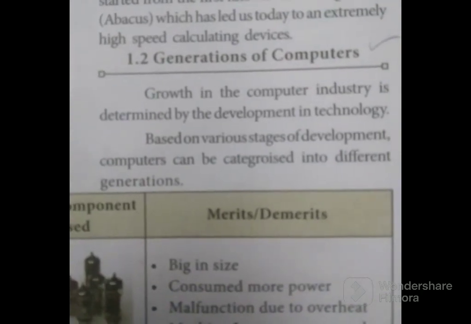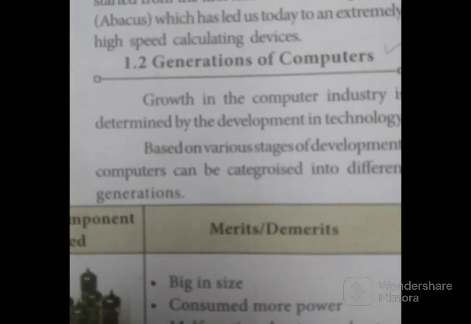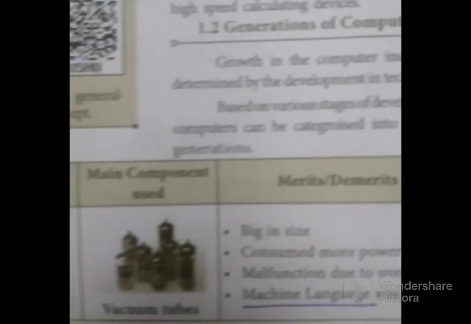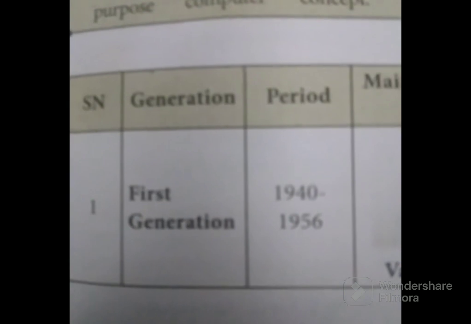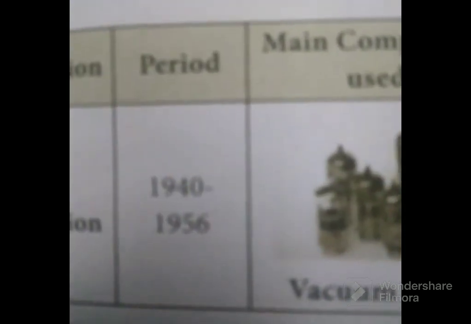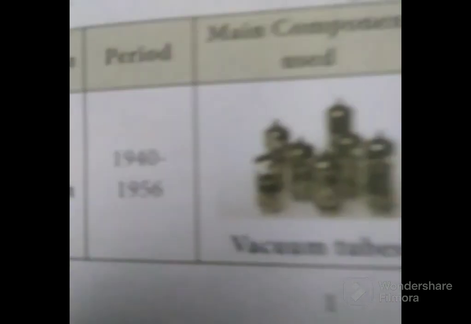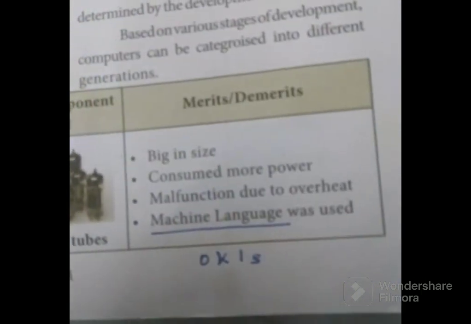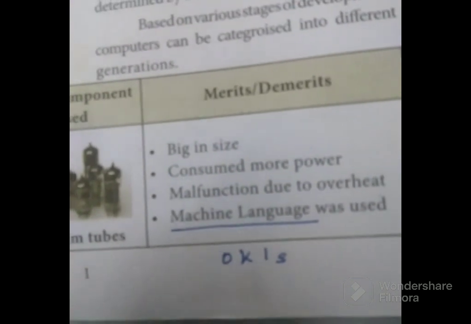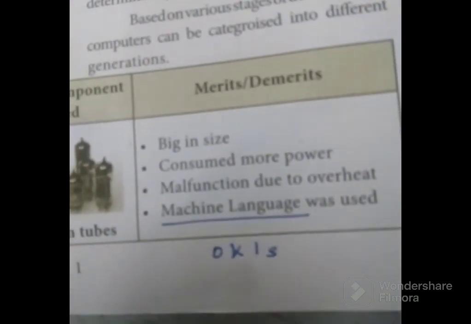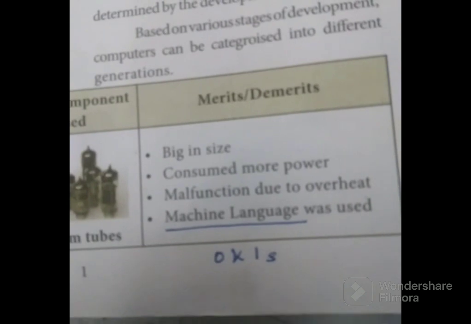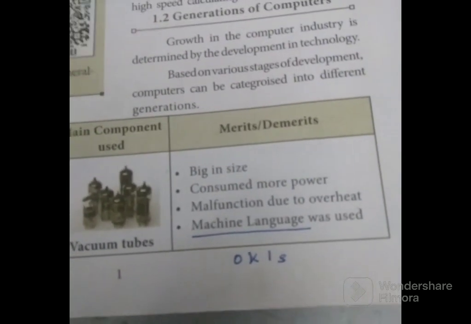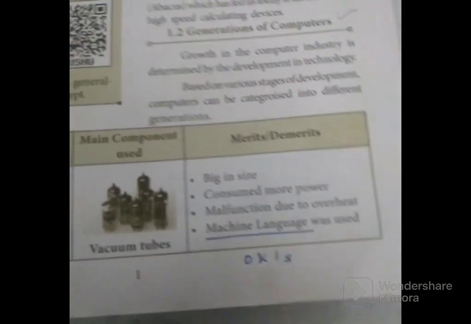Generation of computers. According to this book, the generations of computers are split into 6 types. Now let's see them one by one. First generation: its period is from 1940 to 1956. The main component used here is the vacuum tube, and all the computers are very big in size. Here only machine language is used, that is zeros and ones. Humans can't understand it, only computers are able to understand.